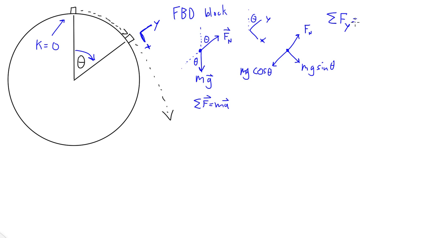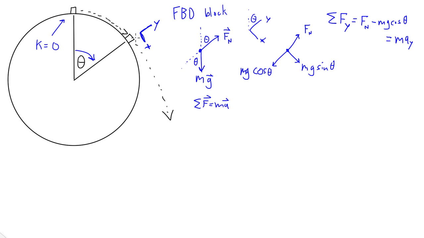Okay, so now the sum of forces in the y direction is going to be your normal force going in the positive y direction, and you're going to have that component of gravity going the other way, and those are going to add up to m times your y acceleration. Now you're also going to have acceleration in the x direction. I'm not going to deal with that, but the acceleration in the x direction, in fact, is what makes the block go faster or slower.